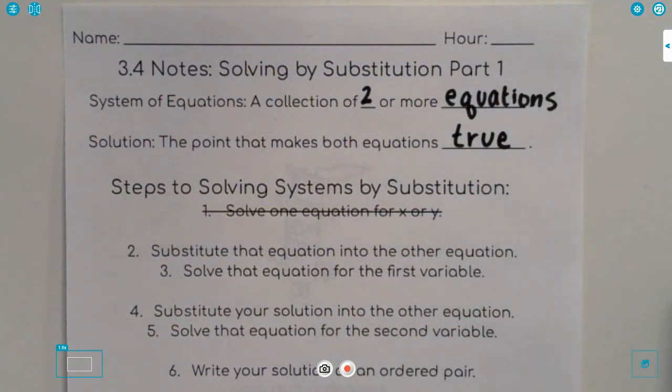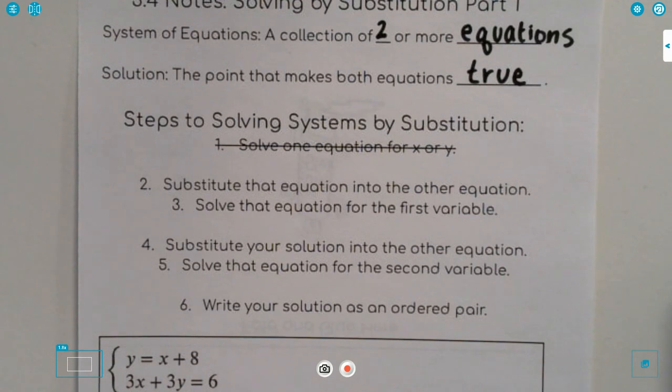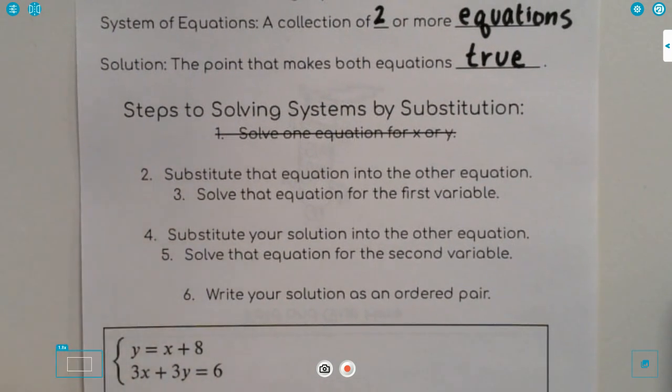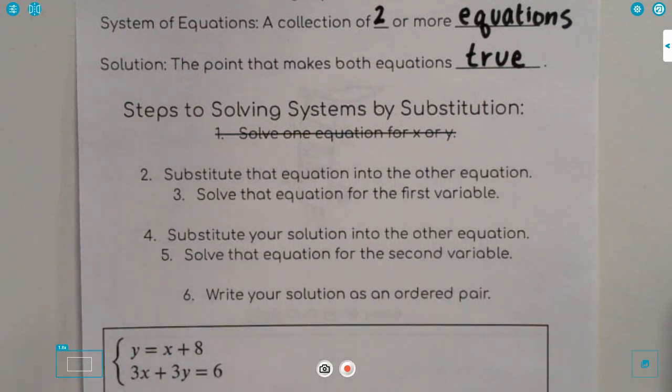Okay. I've got 6 steps to solving a system here. Really, it's just 2 steps because these are kind of together. Step 1 says solve one equation for x or y, and it is crossed out because that has already been done for us today. Thursday, however, in 3.5, we are going to have to do that step 1. So it's crossed out for today because we don't have to do it today, but on Thursday we will.